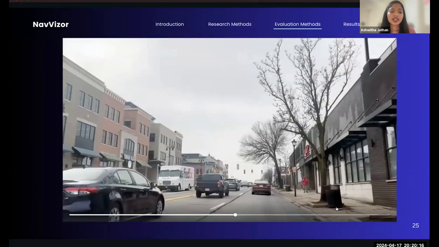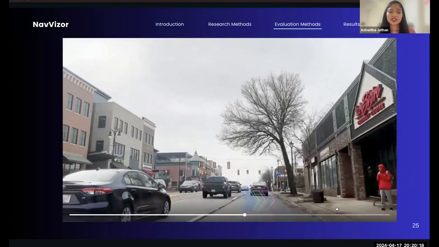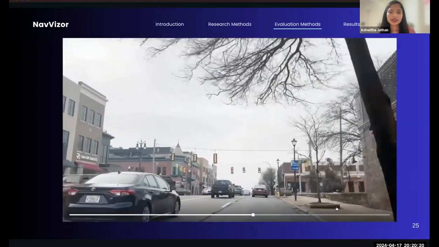At the end of each trial, we gave them the NASA TLX sheet to record their observations.